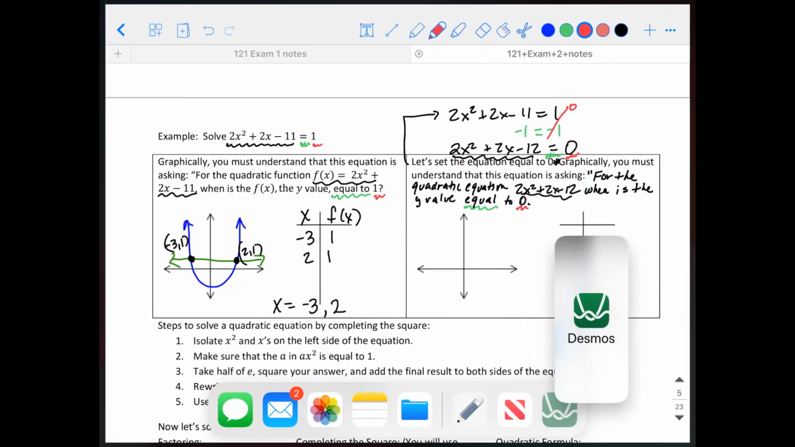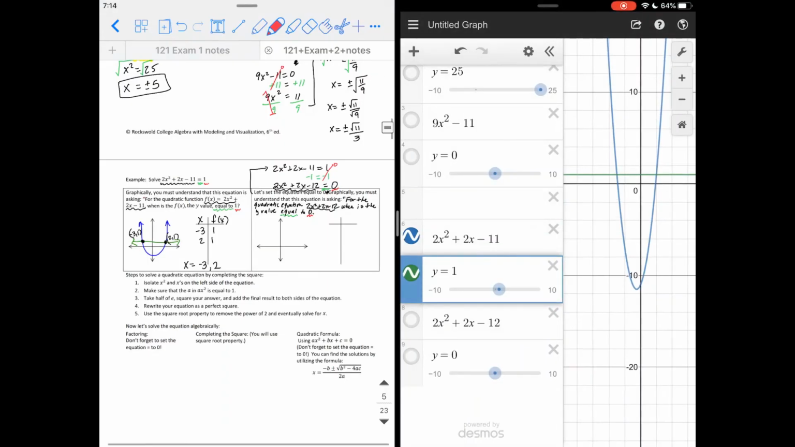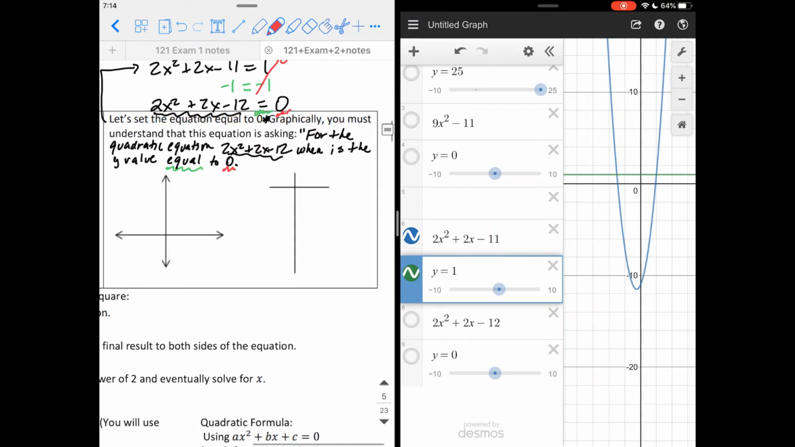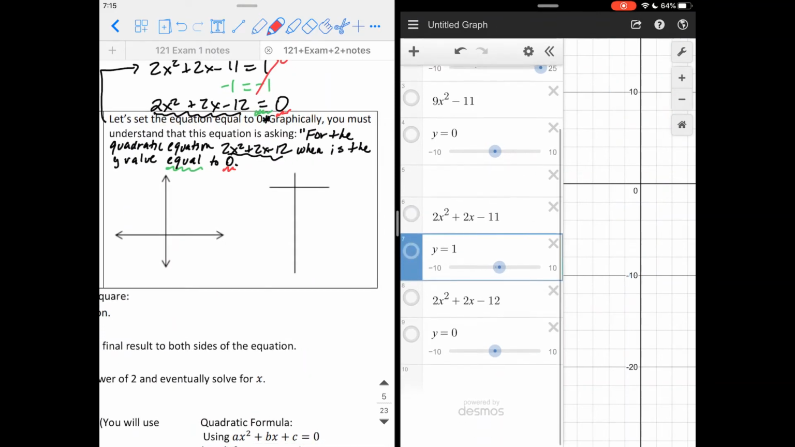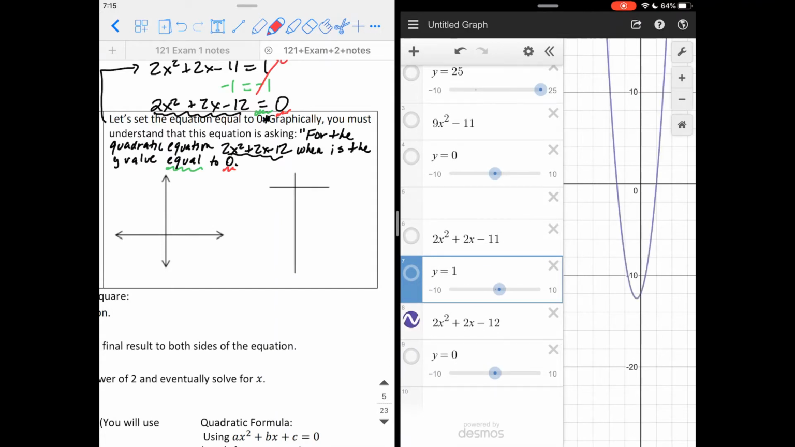So let's confirm that. All right, so now I'm going to zoom in here. I'm going to turn these two off. And so I have the 2x squared plus 2x minus 12. And then I have the y equal to 0. And I'm going to highlight the points. And if you notice, I get again -3 and 2 for my answers.